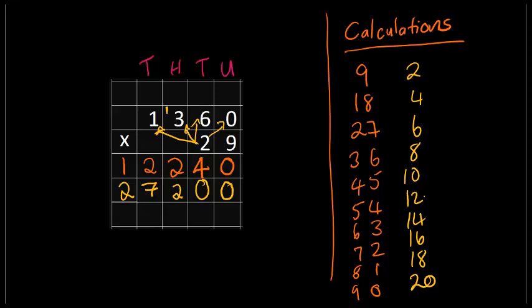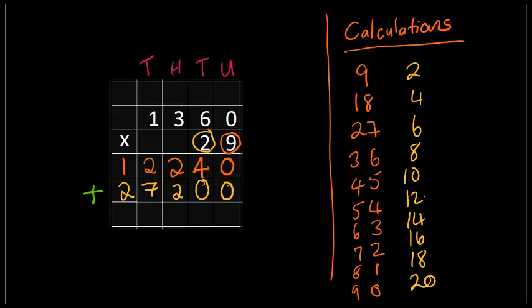So I have multiplied by the 9, which is my orange line, and I've multiplied by the 2, which is my yellow line. My next step in the multiplication is going to be to add. So I am going to add these two answers together. I'm going to add the orange line and the yellow line.